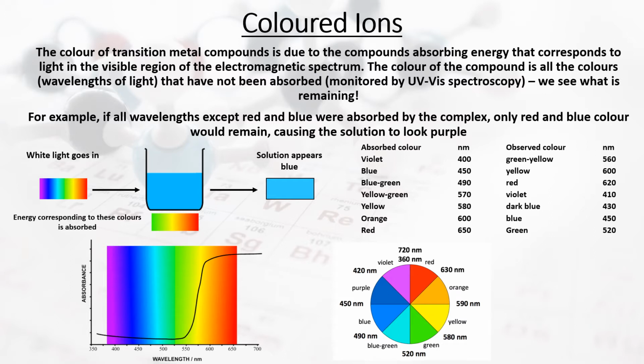And so, for example, if you have something that's absorbing in the red region, it's likely that the colour you would end up seeing would be a bluey-green colour. If you had something absorbing in the purple-violet region, you'd expect the compound to have a yellow or green colour.